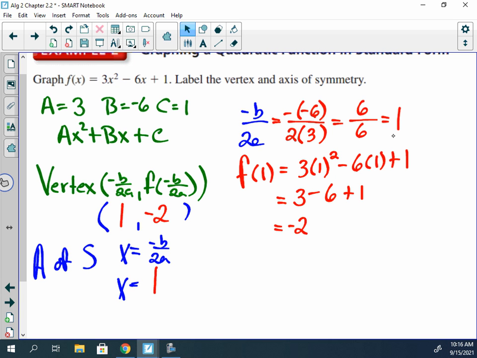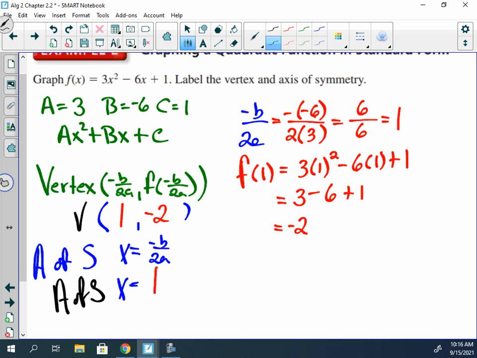So the vertex is going to be at the point (1, negative 2). The axis of symmetry is at x equals 1. And that's it. That's all we have to do for this. And if we want the y-intercept, it would be at the point 0 comma what? 1. Because that's where it's going to cross the y-axis. It's at (0, 1).